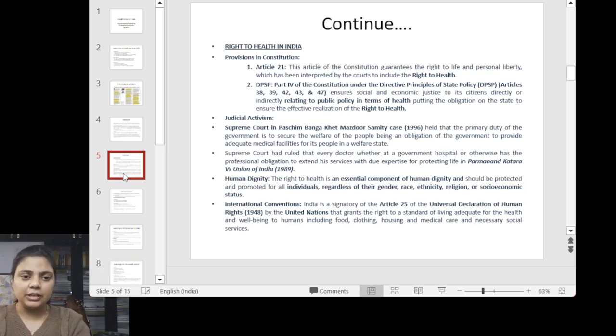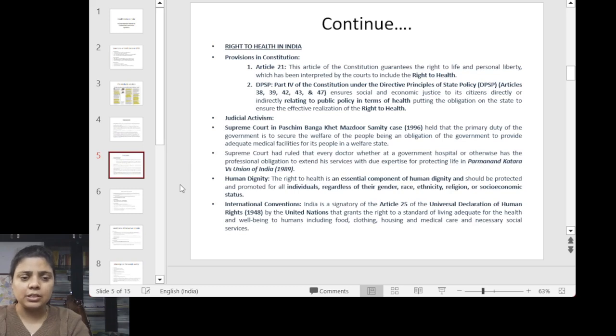Apart from that, human dignity: I have told that in Article 21 we talk about personal liberty, and right to health is an essential component of human dignity, and it should be promoted among individuals regardless of their gender, caste, religion, socio-economic status. If I talk about international conventions that you can use again in your mains answer writing, that will help you to enrich and get more marks, like the UN Declaration of Human Rights in the year 1948, which has been issued by the United Nations, and India is a signatory to it, Article 25 of the Universal Declaration of Human Rights.